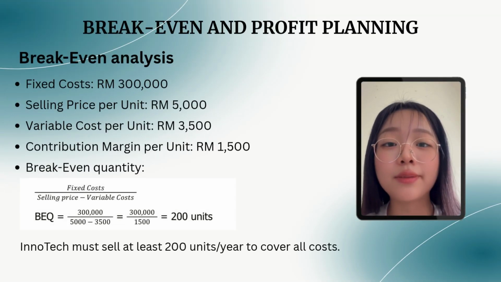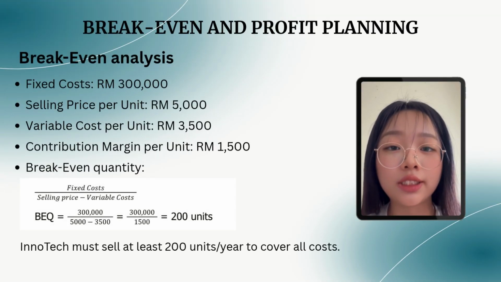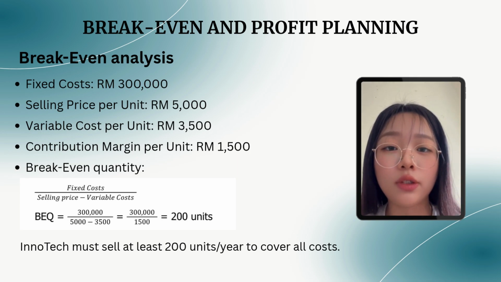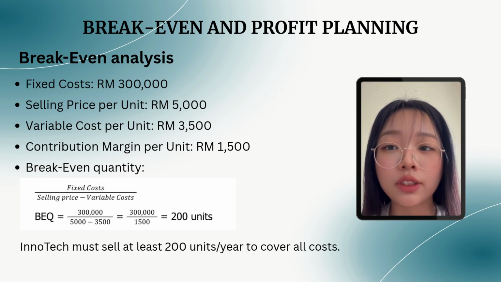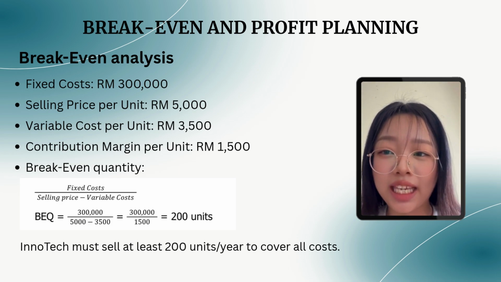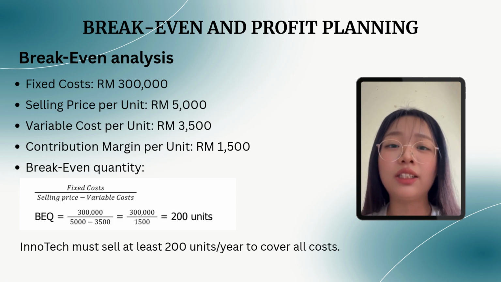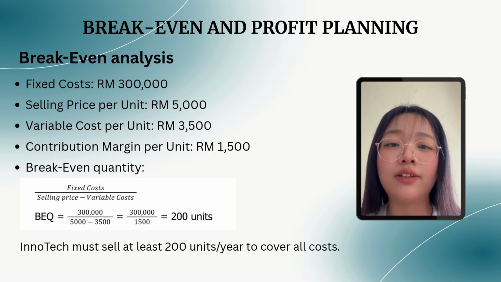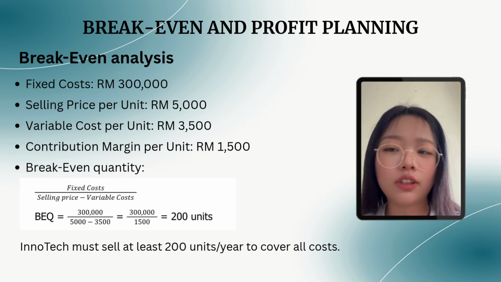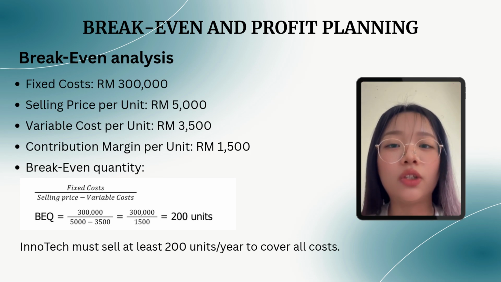Next, I'll explain the break-even analysis, which determines how many Havoc units must be sold annually to avoid losses. Fixed costs, including depreciation and overhead, are estimated at 300,000 ringgit. Each Havoc unit is sold for 5,000 and has a variable cost of 3,500 ringgit. That gives us a contribution margin of 1,500 ringgit per unit.